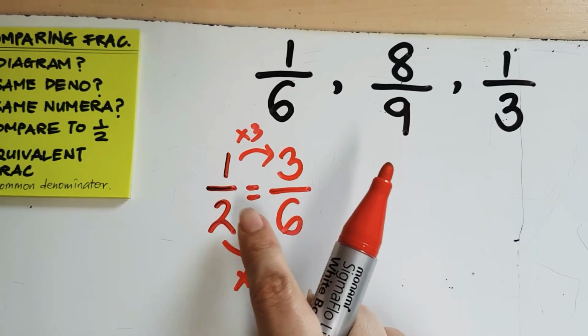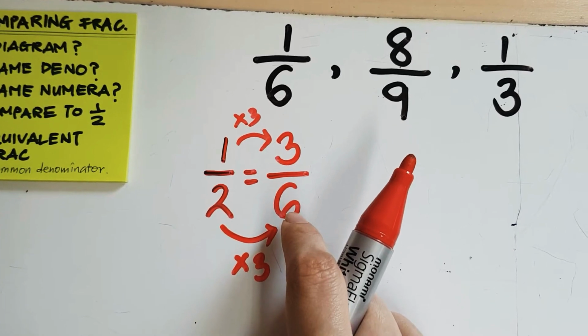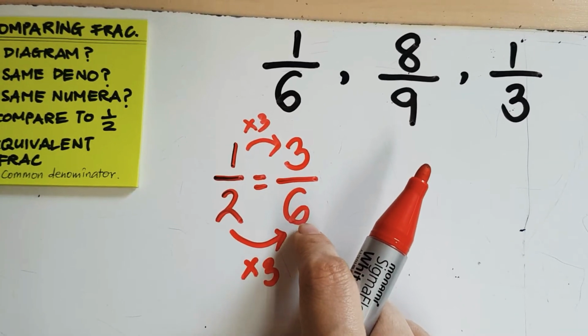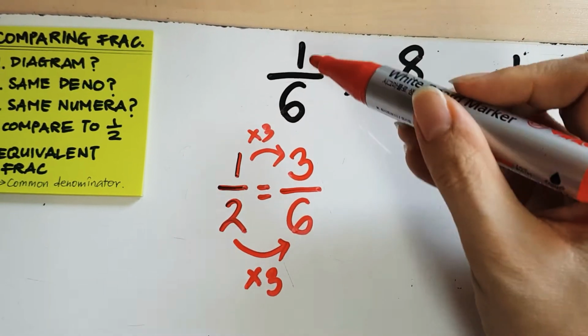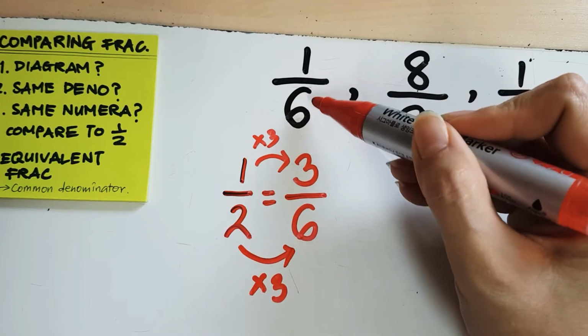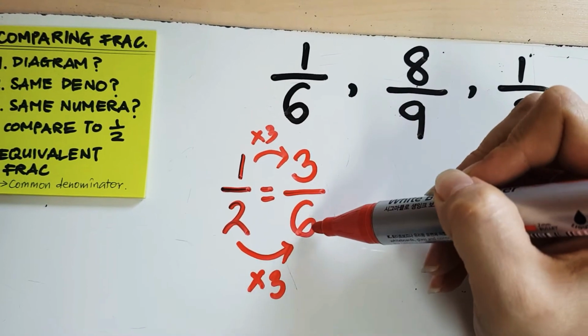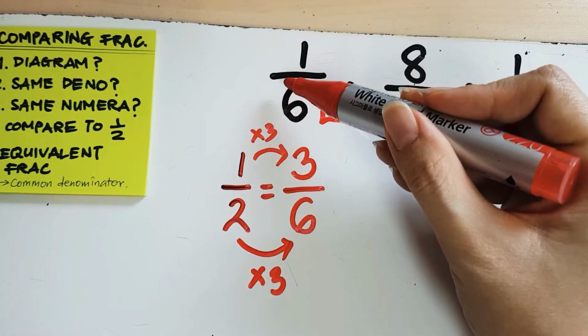Now these are equivalent fractions, meaning they are the same fraction, the same value. They show the same amount, but they just have a different name. Okay? So now half is equal to 3/6, but the fraction that we have is 1/6. So we know that this 1/6 is less than 3/6. I'm going to put an L there to remind myself that this is less than half.